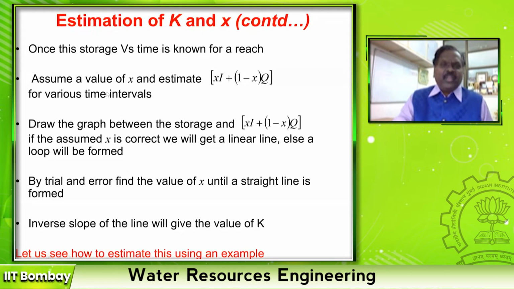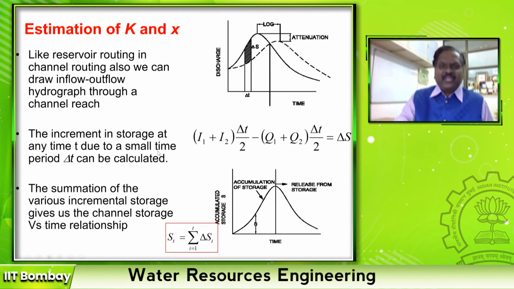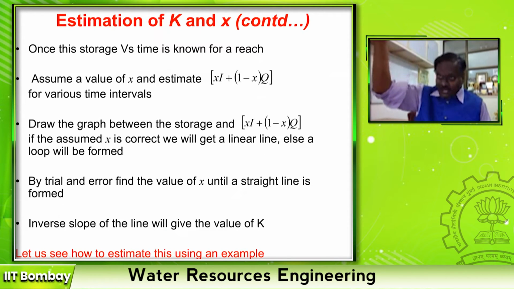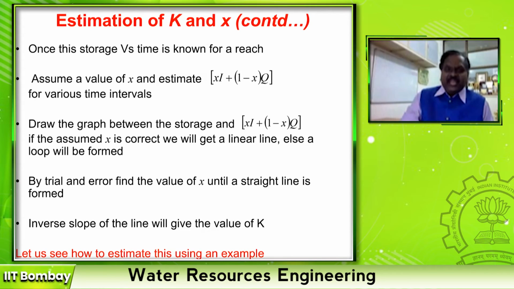Then first you assume a value of X and estimate this quantity, xI plus (1 minus x)Q, for various time intervals. Draw a graph between the storage and this estimated storage. If the assumed x is correct, then we will get a linear line, else a loop. Because when I estimate the accumulated storage due to Muskingum, initially it is building up, then it has to come down at the same depletion rate. Then only it will reach 0, otherwise it will make a loop, and then the value of x is wrong. So you have to go on estimating this value of x by trial and error.